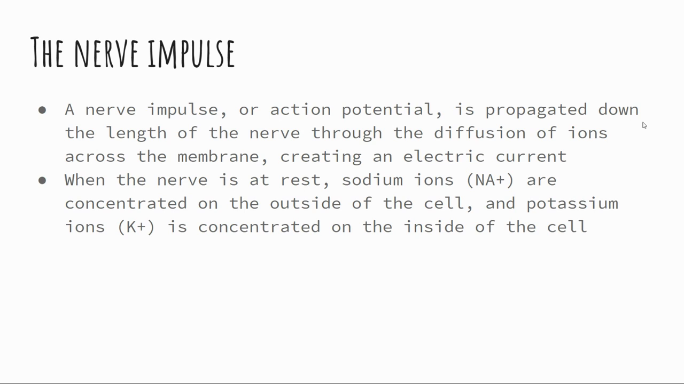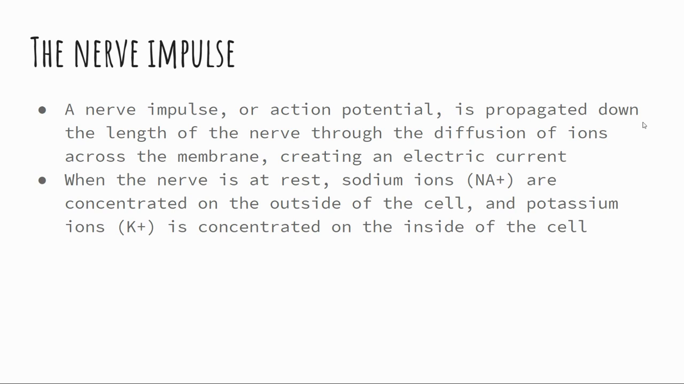Nerve impulse. A nerve impulse, also known as action potential, is propagated down the length of the nerve through the diffusion of ions across the membrane. We've talked about diffusion. We've talked about concentration gradients before. You need to refresh on that before we understand where the electrical impulse comes from.